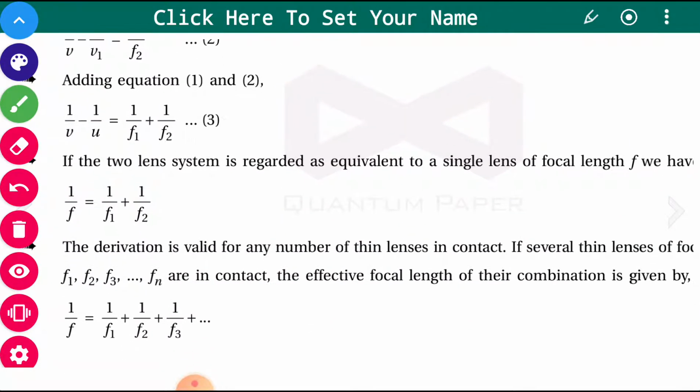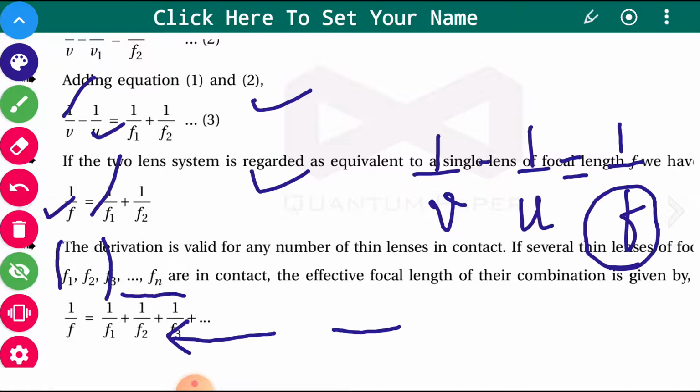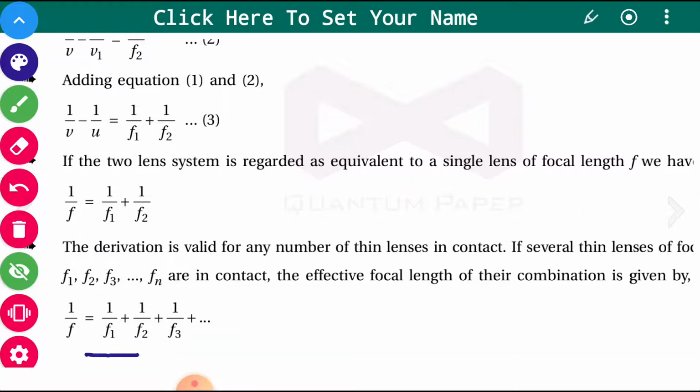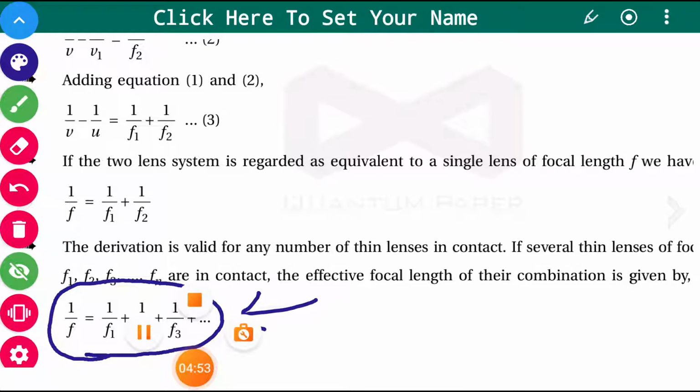If there are n such lenses in contact, then the equivalent focal length f of the n lenses is given by 1/f equals 1/f1 plus 1/f2 up to 1/fn. You can extend it up to n lenses.